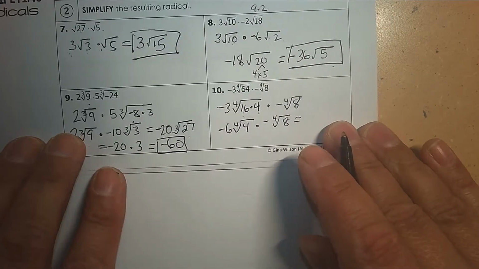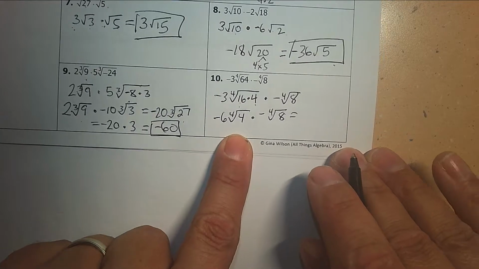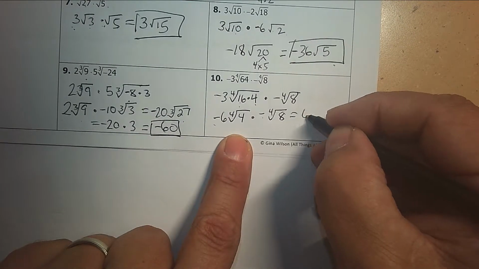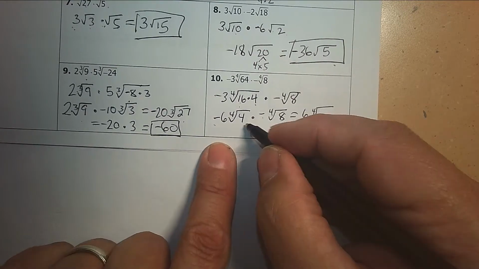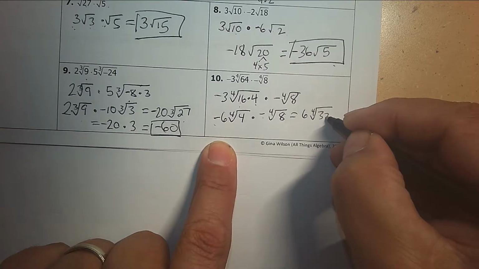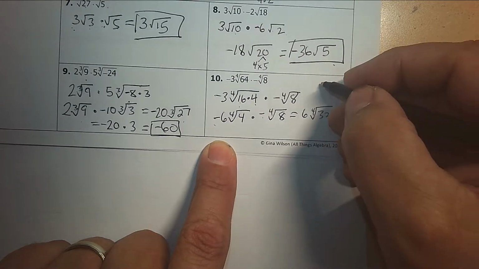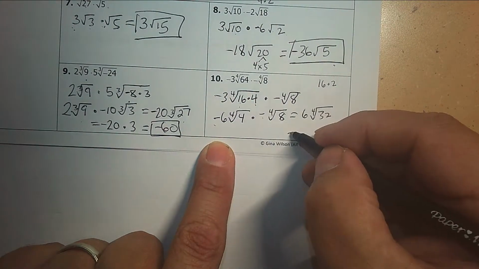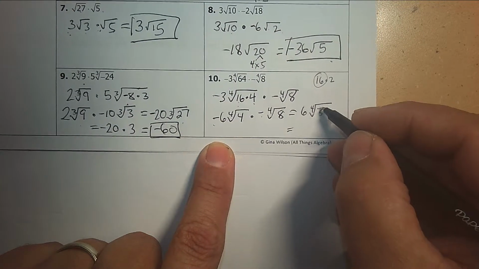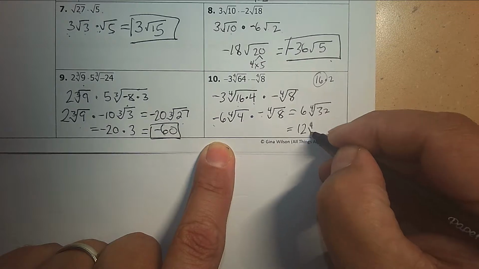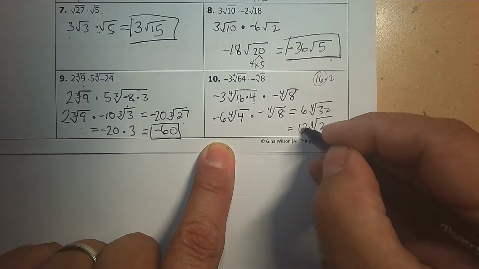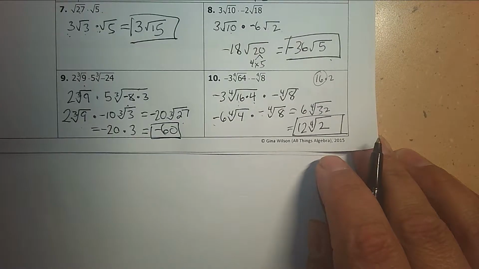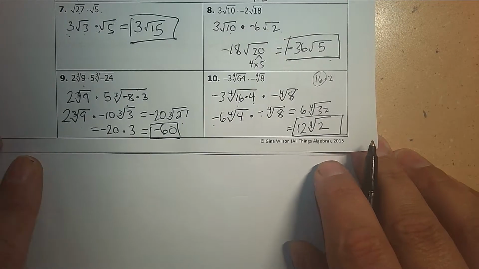So what would happen if I multiplied these together? A negative times a negative makes it positive 6. And then the inside part, 4 times 8 is 32. Now 32 can be written as 16 times 2. So the fourth root of 16 again is 2 times 6 is 12. And then what's left over is 2. So it's 12 times the fourth root of 2. All right, turn the page when you're ready.